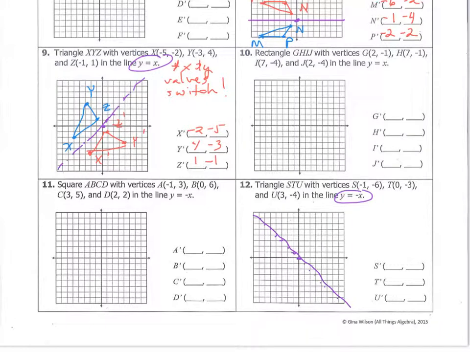Oh, I was a little squiggly, but you get the idea. So let's plot your preimage. Which is S. And then 0, negative 3 means you don't go right or left, but you go down 3. And there's your T. And then this is our U.